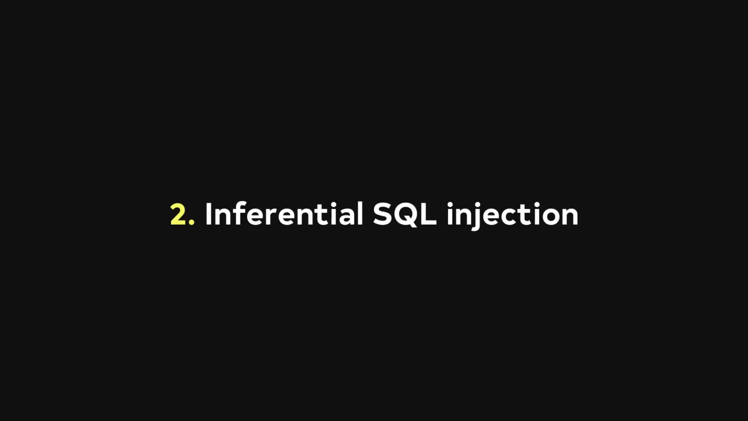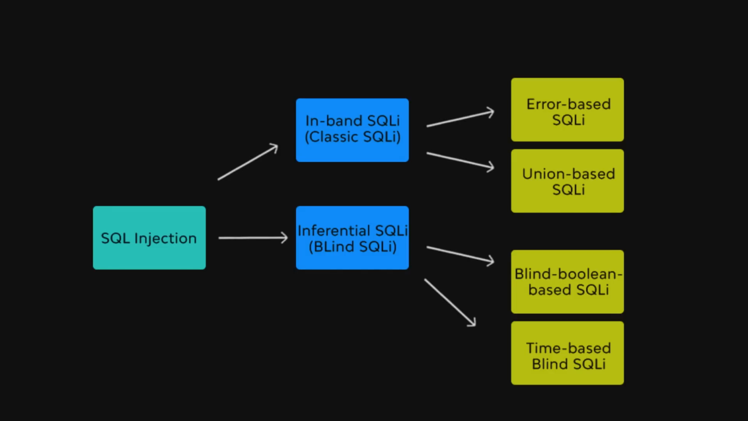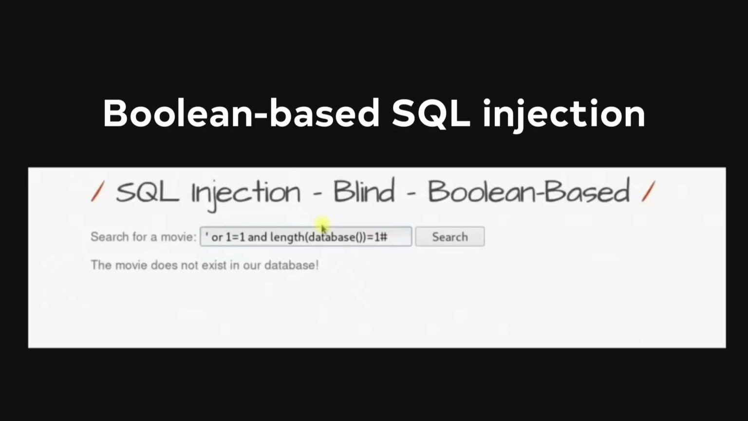Then there's inferential SQL injection, the more subtle and patient cousin. Instead of getting immediate responses, hackers play 20 questions with the database, figuring out data based on how the system reacts. Boolean-based SQL injection involves sending queries that force the website to return either true or false, slowly piecing together sensitive information like a really slow, illegal puzzle.